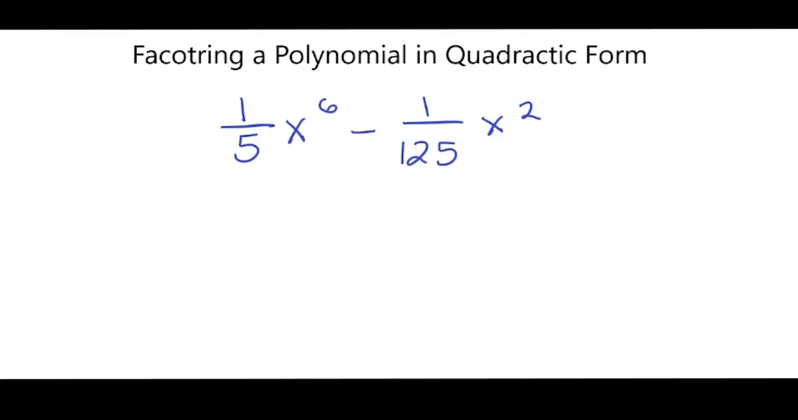Hello again. Today we're factoring a polynomial in quadratic form. Sometimes you're given a problem like this that has fractions. So what you're going to want to do is look to see what you can factor out first. On this one, I noticed that both terms have x's. And remember, you can always factor out the lowest exponent. So it will be x squared that I can factor out.